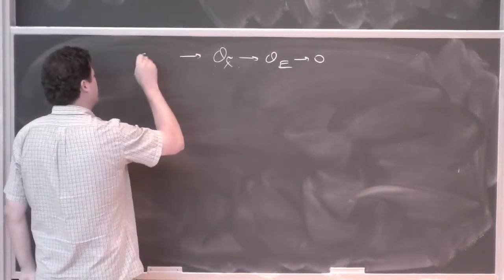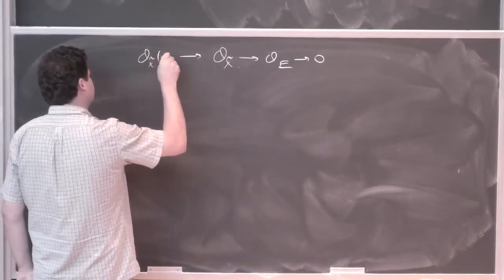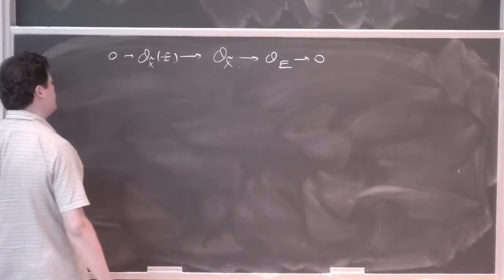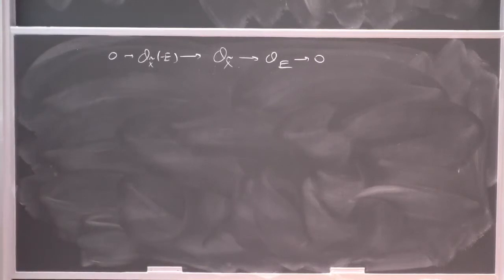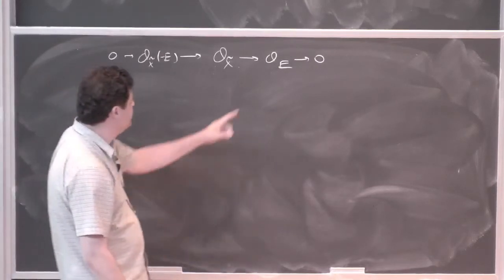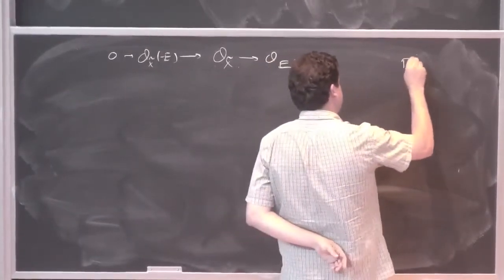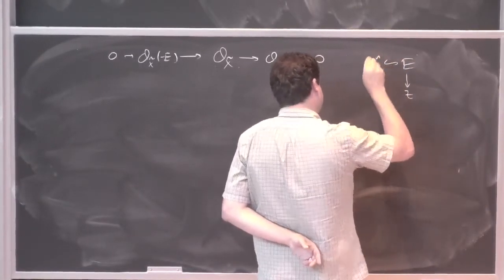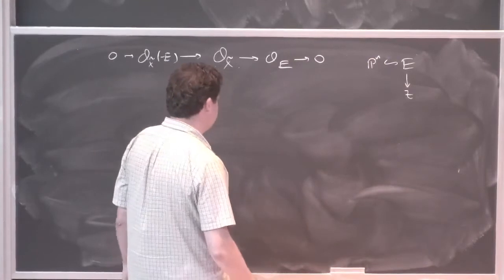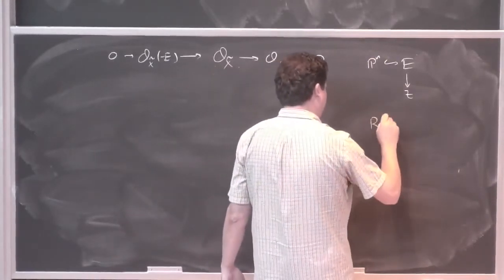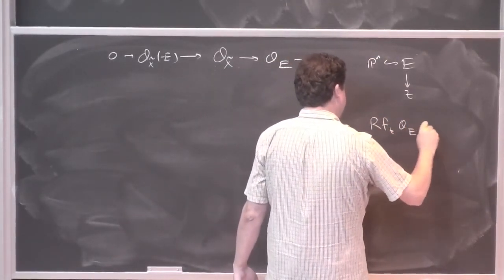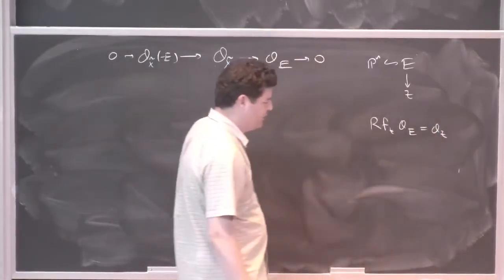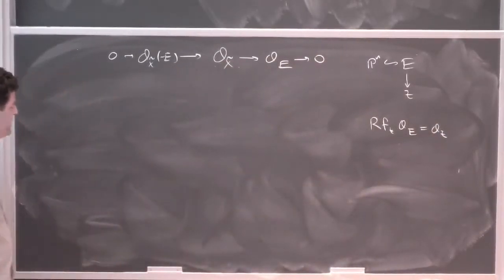So you get used to them. O_X tilde of minus E. And E over Z is a P^n bundle. The fiber is P^n. And so it's really true that R F lower star O_E is O_Z. There you really can use Grauert's theorem. Think about the cohomology of P^n of the fibers.